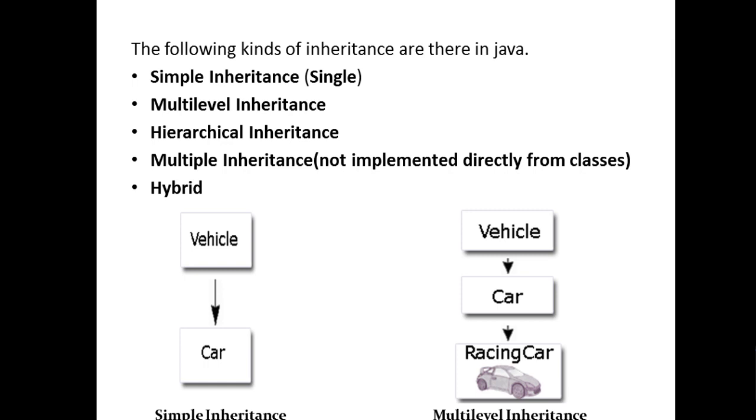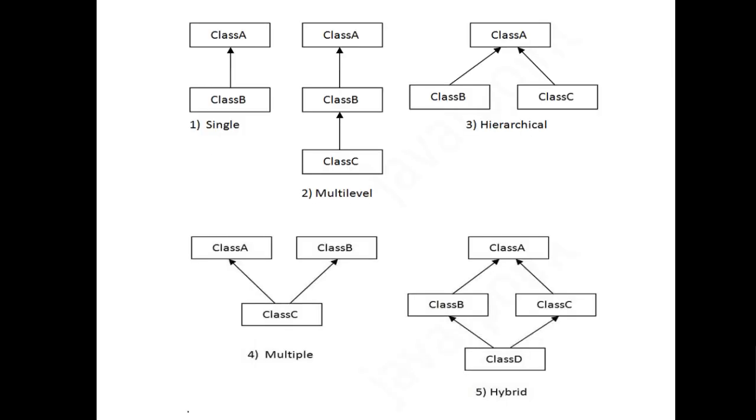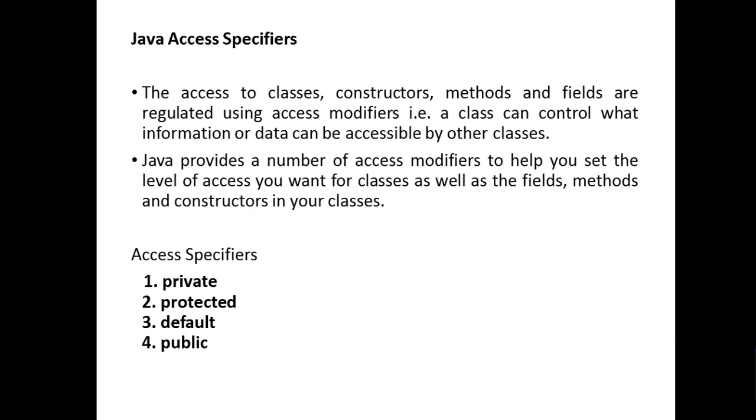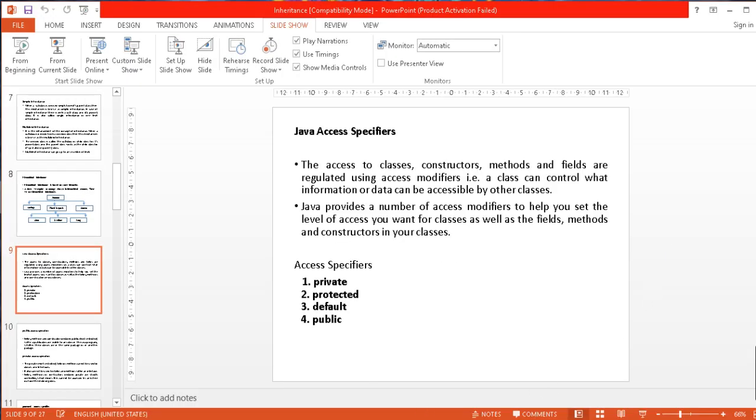These are examples of simple inheritance and multiple inheritance. Then this is a diagrammatic representation of various types of inheritances, and we saw all the definitions of inheritances. And then access specifiers: private, protected, default and public. These access specifiers are used to specify the accessibility, visibility of the members of the class. Now we'll learn the programming concept, how to implement these concepts in programming.